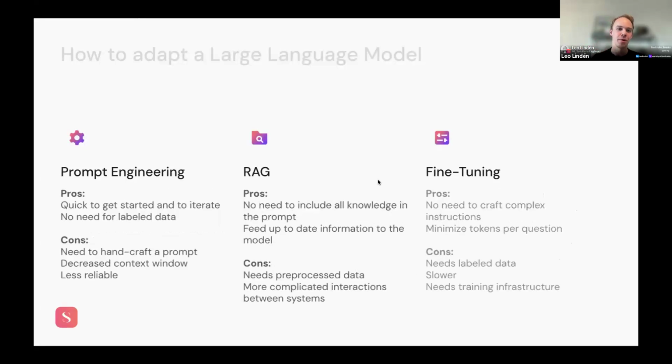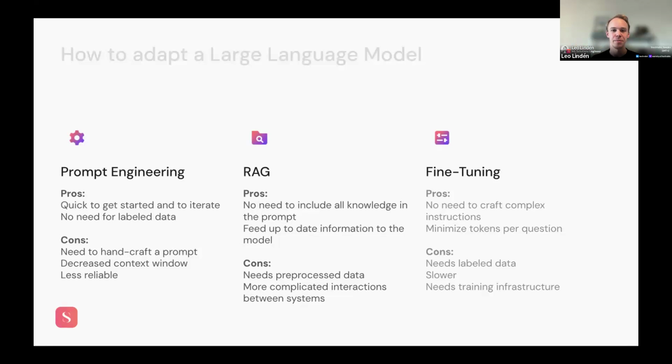All of these have some pros and cons, and you'll find that in the real world, you'll probably end up using all of these together in the same system. But with prompt engineering, it's really quick to get started and to iterate. You don't really need large amounts of label data, even if some label data in the context can be useful. It has some drawbacks though.